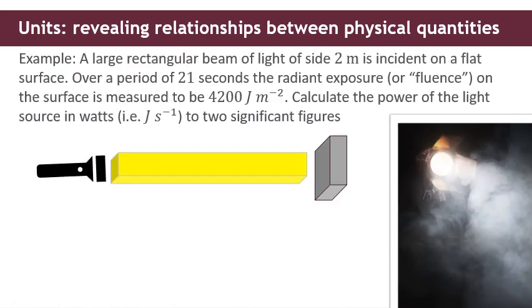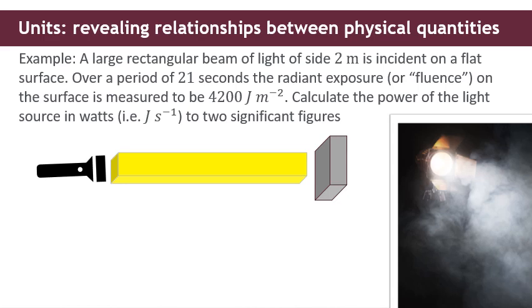So this is where we're heading. By the end of this section, you should hopefully be able to easily solve this example. I'll read it with you. A large rectangular beam of light of side 2 meters is incident on a flat surface. Over a period of 21 seconds, the radiant exposure or fluence on the surface is measured to be 4,200 joules per square meter. Calculate the power of the light source in watts, i.e. joules per second, to two significant figures.